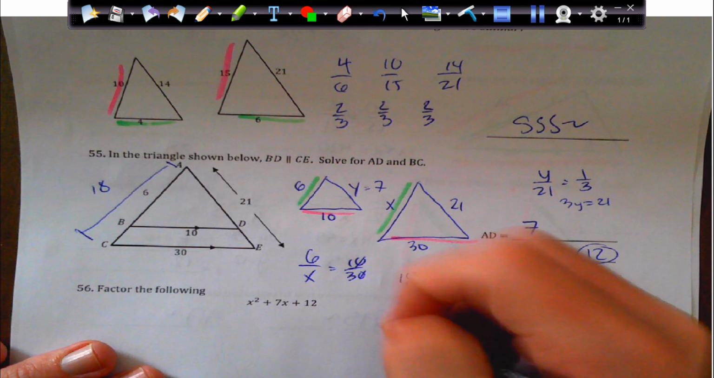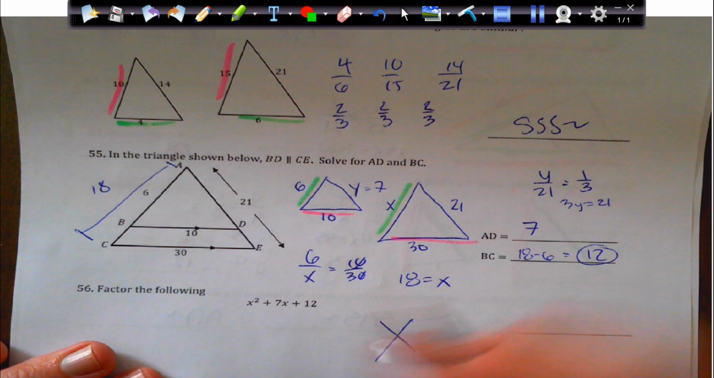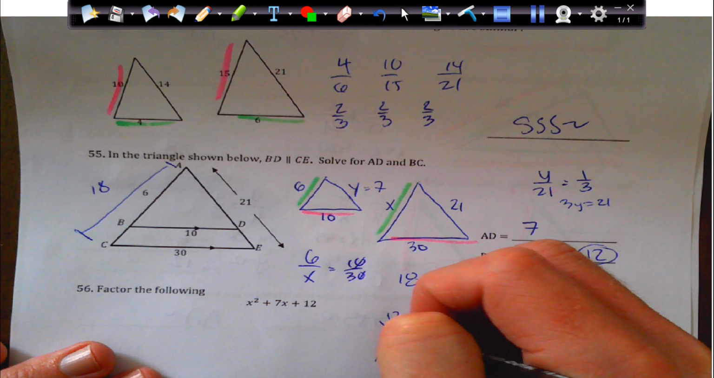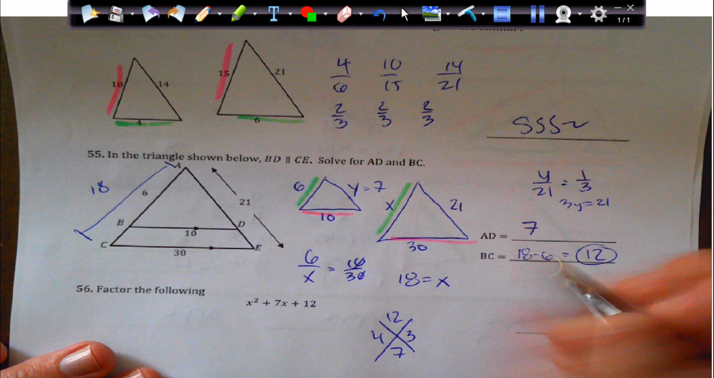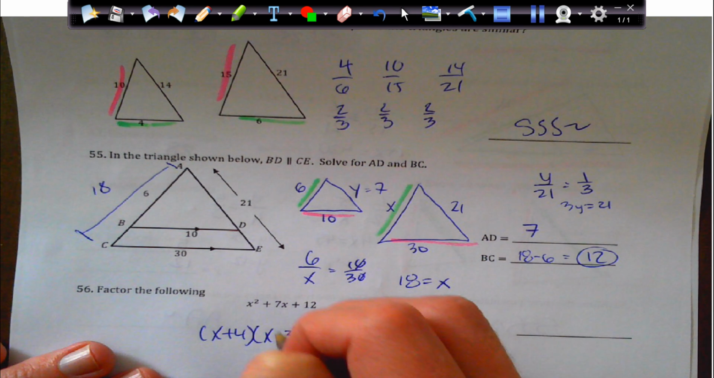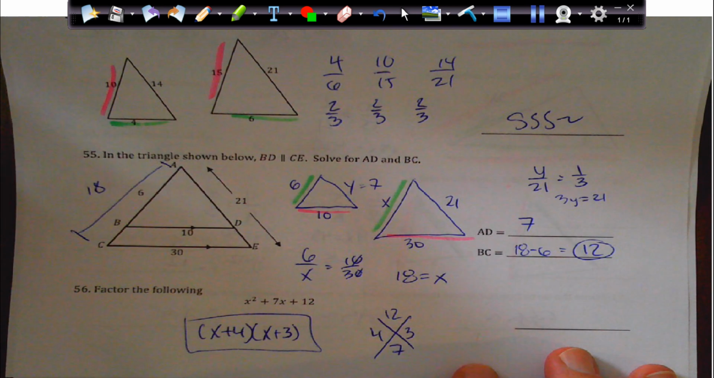Factor, alright, are we into factoring? We're cruising. He's not even awake. We're chilling. What multiplies to 12 and adds to 7? I'm going with 4 and 3. Done. So x plus 4, x plus 3, they're both positive. It just says factor. We're done. Oh my gosh, we're chilling.